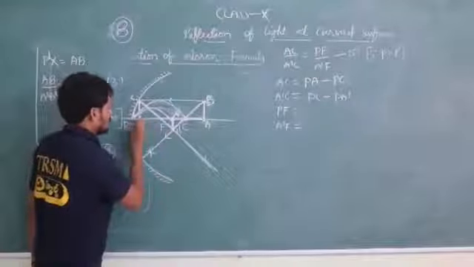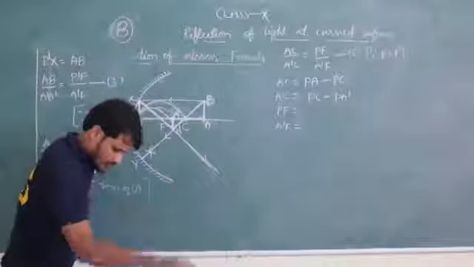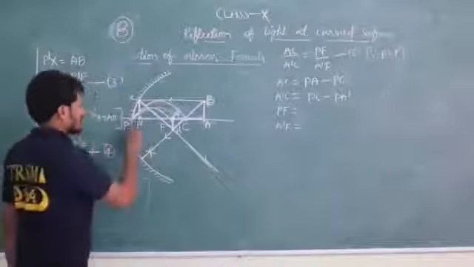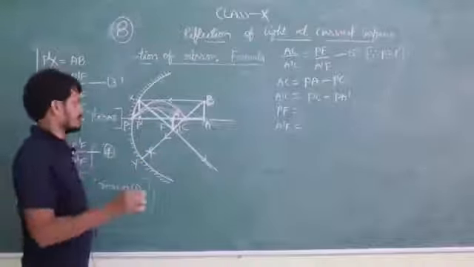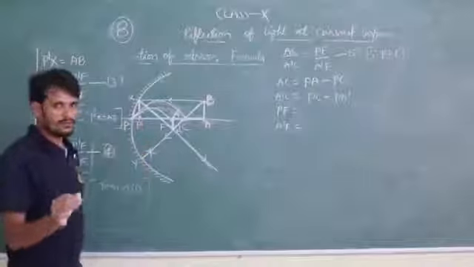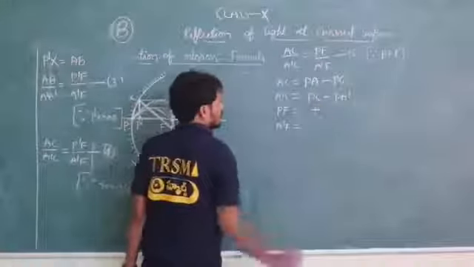Now PF. What is PF? It is not required, no need to subtract anything here. Why? Because PF is fundamental. It's a fixed length. PF is the distance between the pole and the focal point, called the focal length. That is small f.